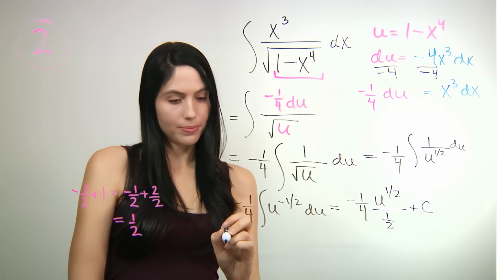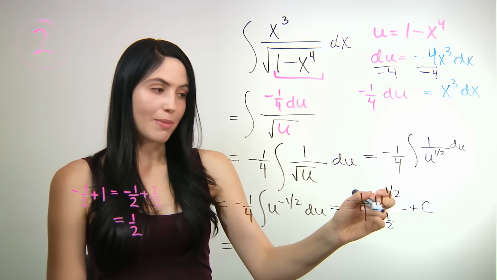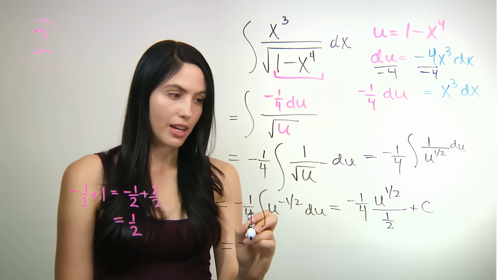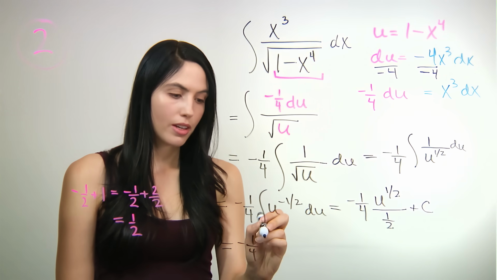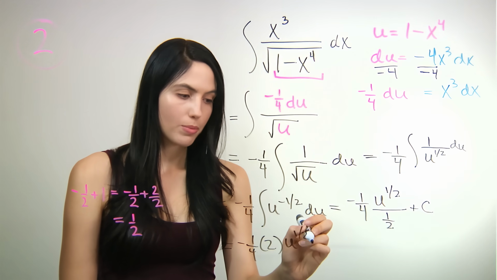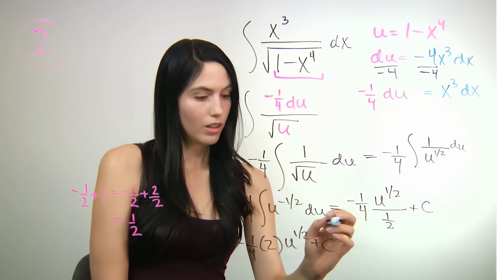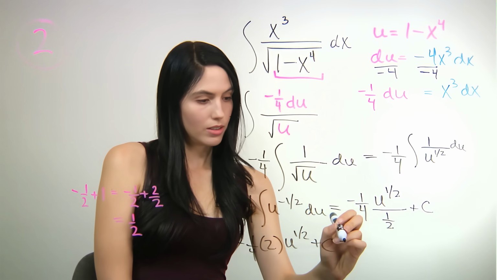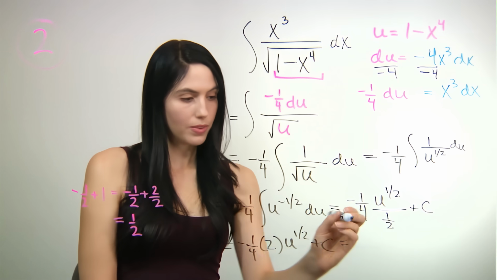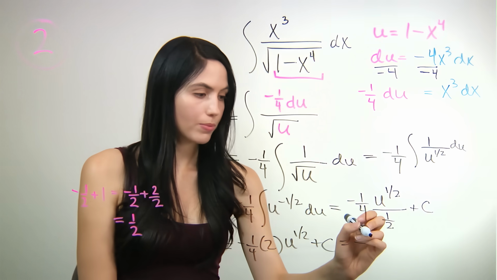Now do some basic simplifying. Because you're dividing by 1/2, it's the same as multiplying by 2. So you have -1/4 times 2, u to the 1/2 plus c. And that simplifies to -1/2.